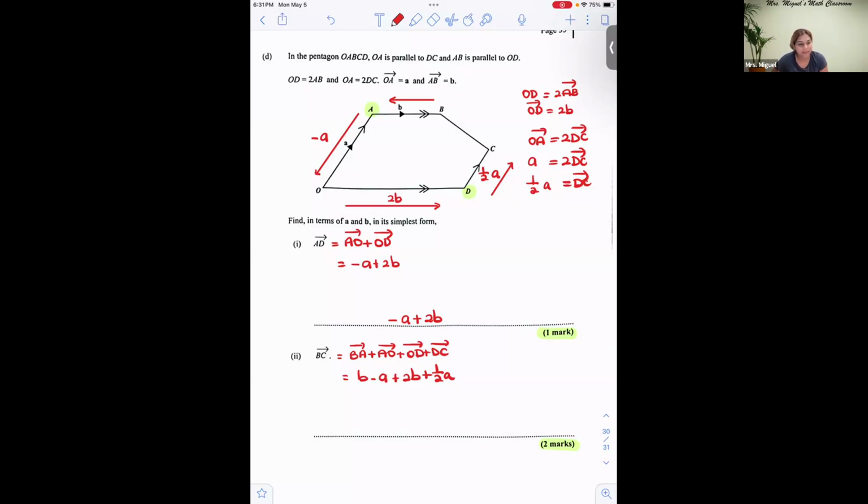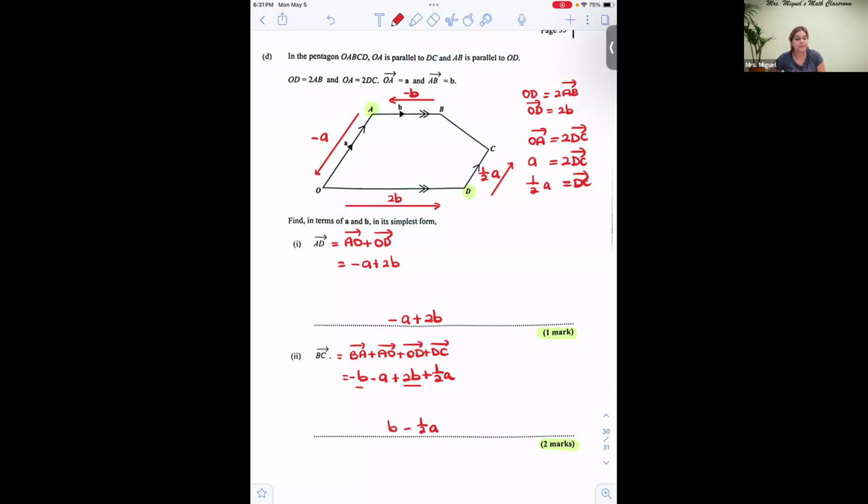So we're going from B to A. So that would be negative B. So we have 2B minus B is 1B. And if I have minus A plus a half A, that will give me negative a half A.